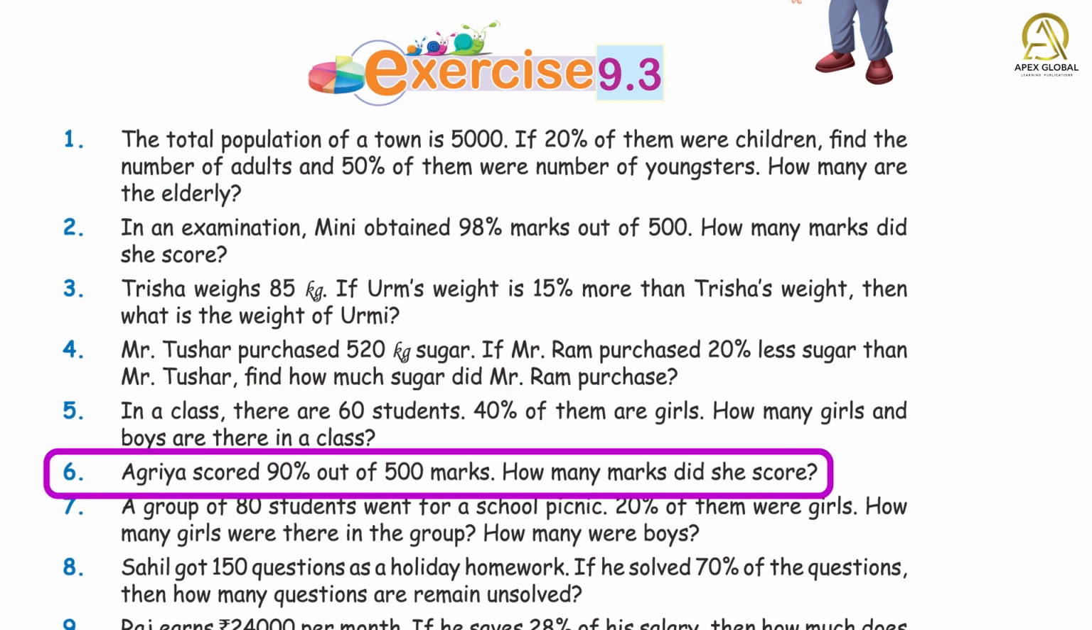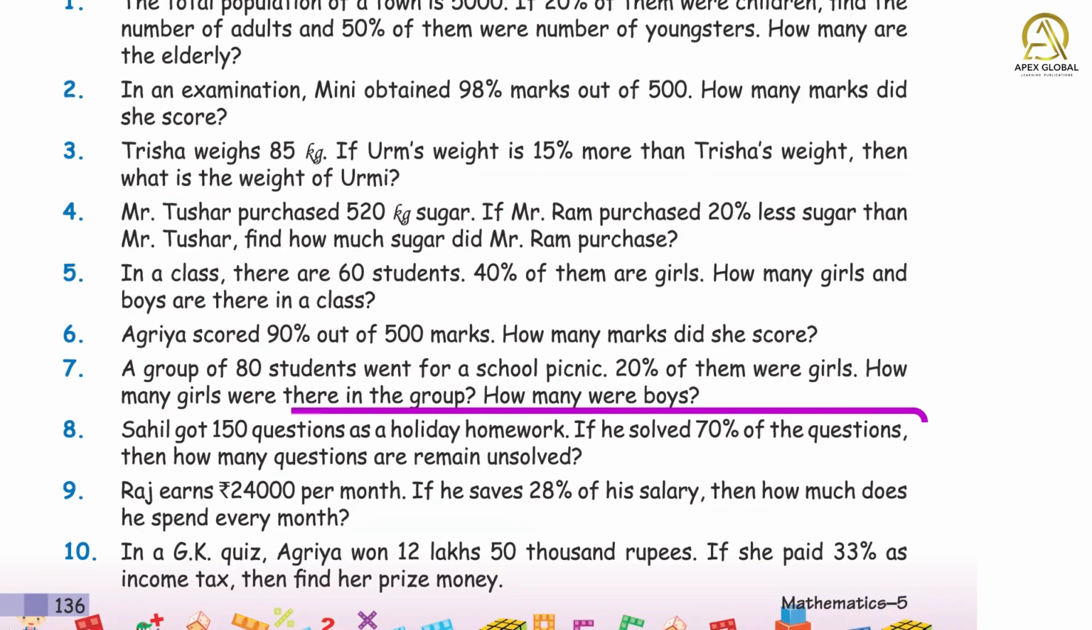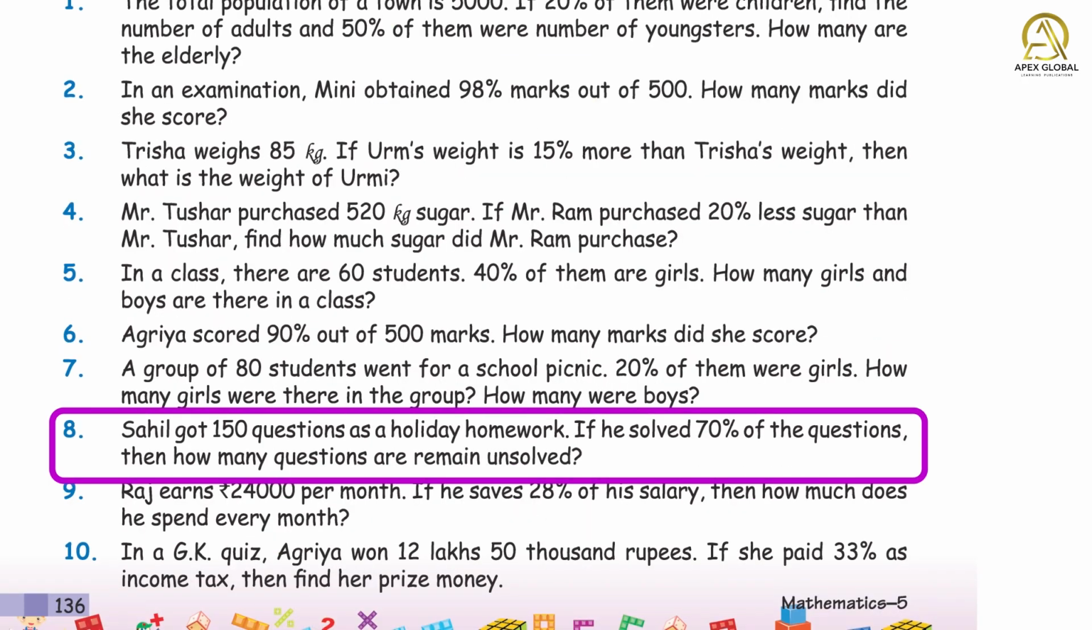Question 6. Agriya scored 90% out of 500 marks. How many marks did she score? Answer: 450. Question 7. A group of 80 students went for a school picnic. 20% of them were girls. How many girls were there in the group? How many were boys? Answer: 16 girls, 64 boys. Question 8. Sahil got 150 questions as a holiday homework. If he solved 70% of the questions, then how many questions will remain unsolved?